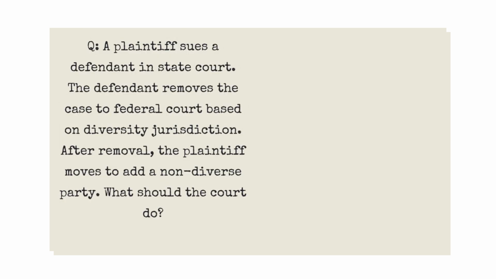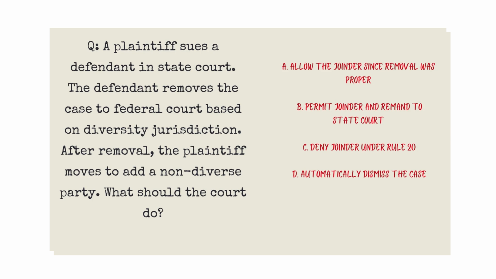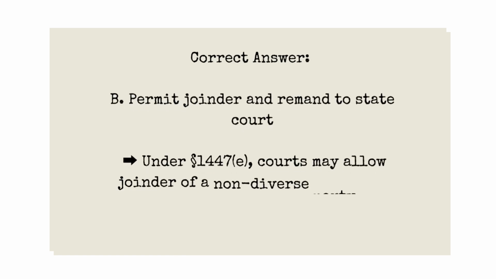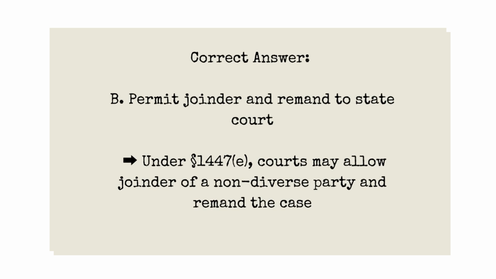A plaintiff sues a defendant in state court. The defendant removes the case to federal court based on diversity jurisdiction. After removal, the plaintiff moves to add a non-diverse party. What should the court do? A. Allow the joinder since removal was proper. B. Permit joinder and remand to state court. C. Deny joinder under Rule 20D, automatically dismiss the case. Correct answer. B. Permit joinder and remand to state court. Under Section 1447(e), courts may allow joinder of a non-diverse party and remand the case.